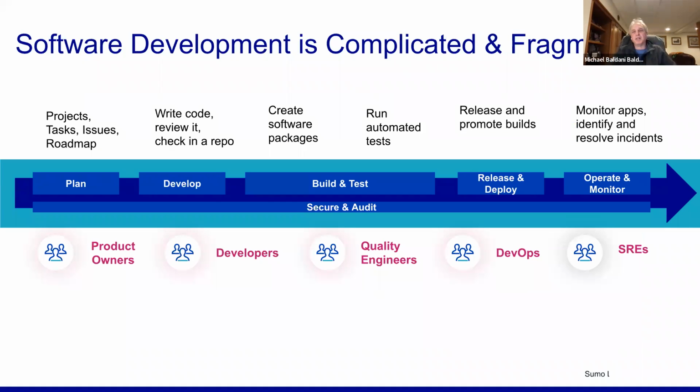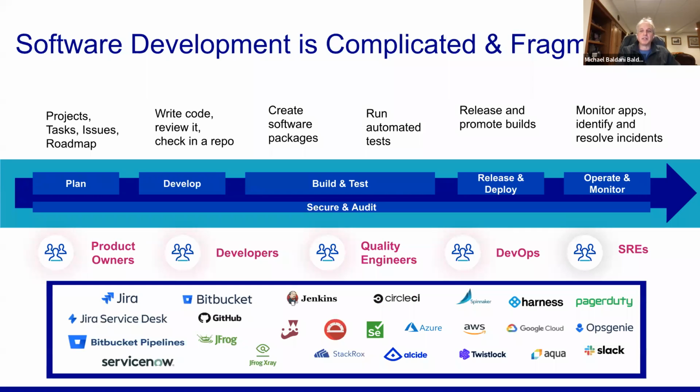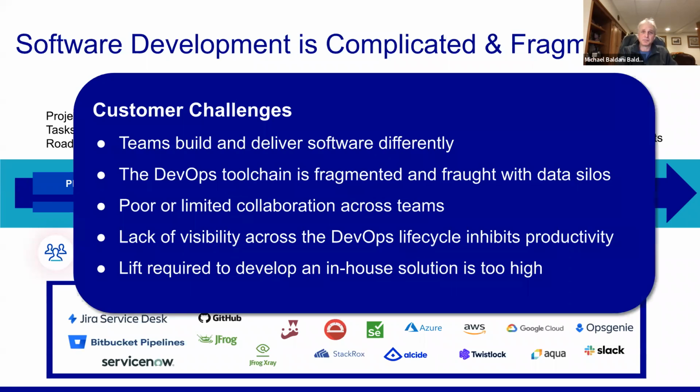And when you look at software development, we know it's complicated, right? And it's really fragmented. You've got different stages of software development and delivery. You've got different folks doing different tasks in that process. The problem is that it's also fraught with a lot of different tools that a lot of these different teams are using. And those tools have their own sets of data. They tend to be siloed, and that makes it really hard to get that visibility into what's happening.